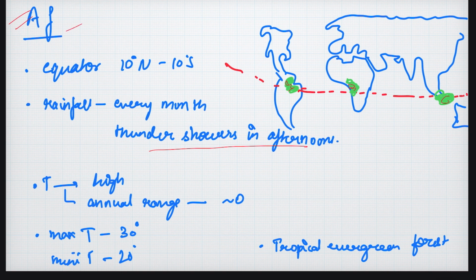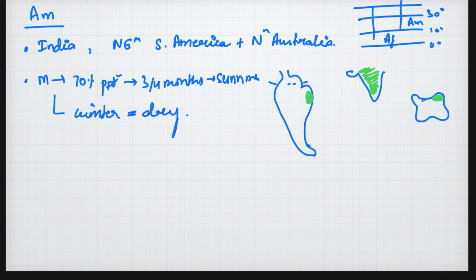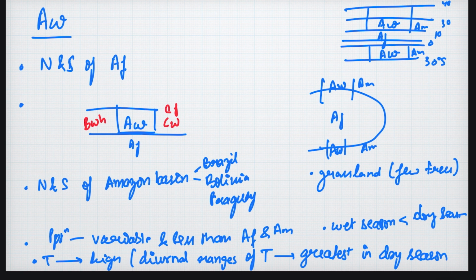Now coming on to AM, which is the monsoonal type of climate. From monsoon, you very well know that it is associated with India. It is found in India, northeastern South America and northeastern Australia. It is found in 10 degrees to 30 degrees north and south on the eastern coast of the continents. 70% of the precipitation is received in 3 to 4 months of the summers, and winters are usually dry. Usually deciduous type of vegetation is found in tropical monsoonal type of climate. Now coming on to AW. AW is also called the savanna type of climate.